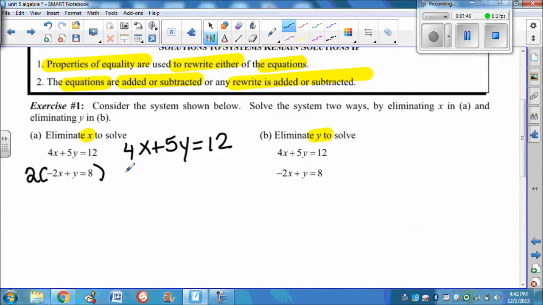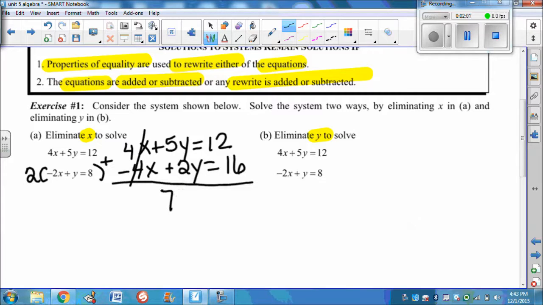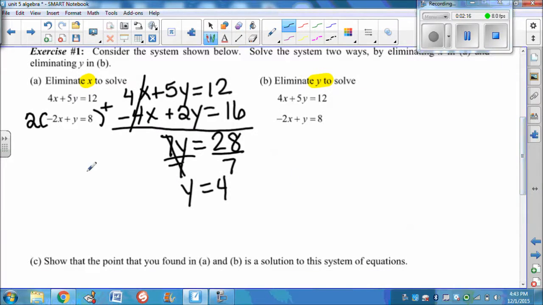So I go ahead and I distribute, so I end up with negative 4x minus 2y equals, plus 2y equals 16. And now when I add those two equations together, I eliminate my x's, and I end up with a very simple equation that I can solve for y. So now I've got y, I've got to find the x that goes with it, because remember, we have an x and a y that we're solving for in this.